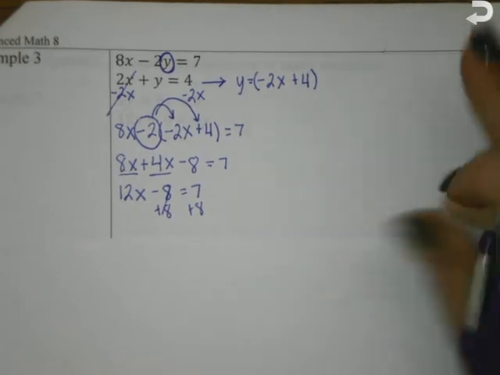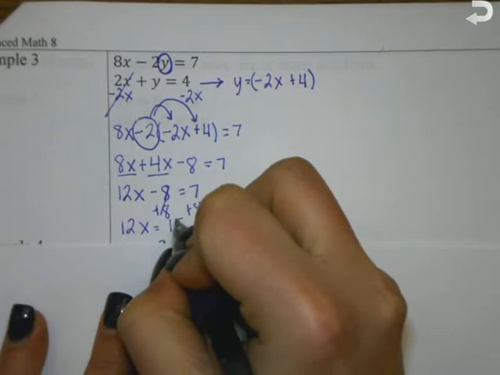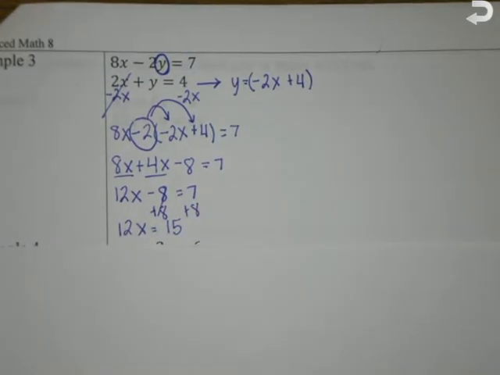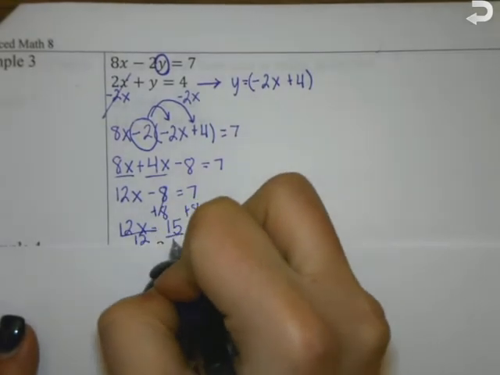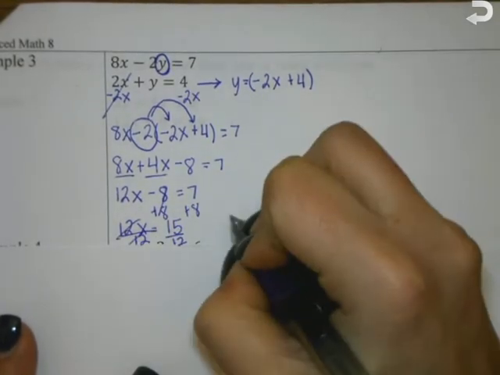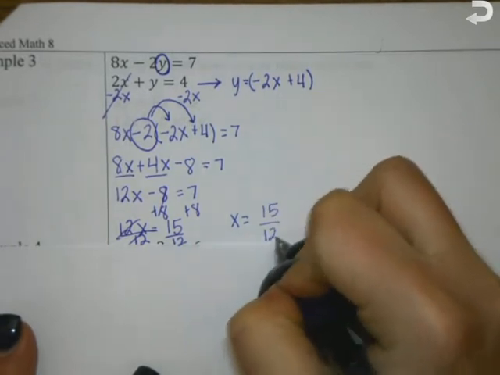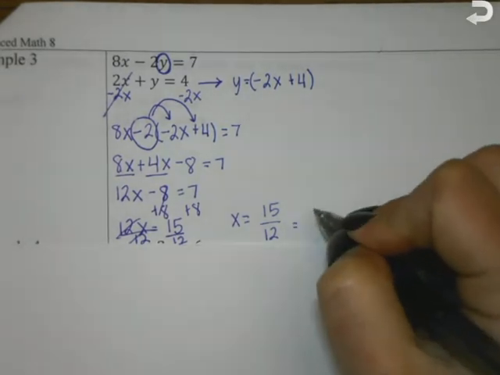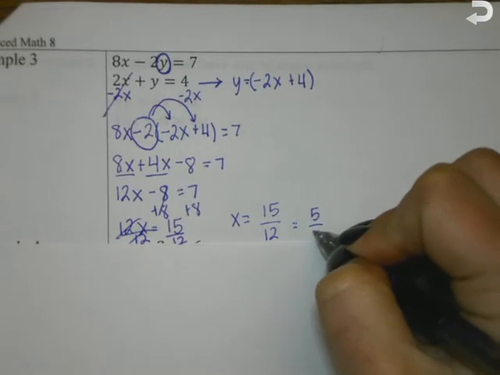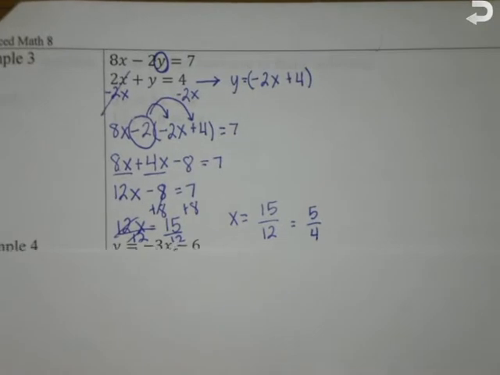So that gives me 12x equals what, guys? 15. And then what would you do? Divide by 12. So we would get x equals 15 over 12. Can that be reduced at all? What goes into both 15 and 12? 3. So 3 goes into 15 5 times, and 3 goes into 12 4 times. So we have x equals 5 over 4. Are we done?